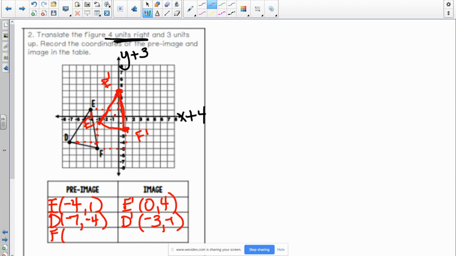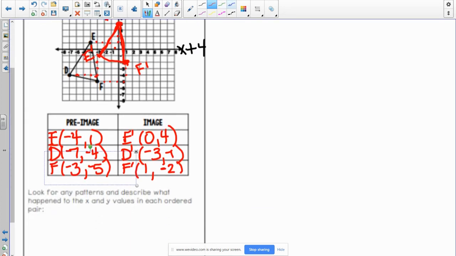F started at -3, it looks like -5, and it is now moved over to 1 and -2. So that's 1, -2.